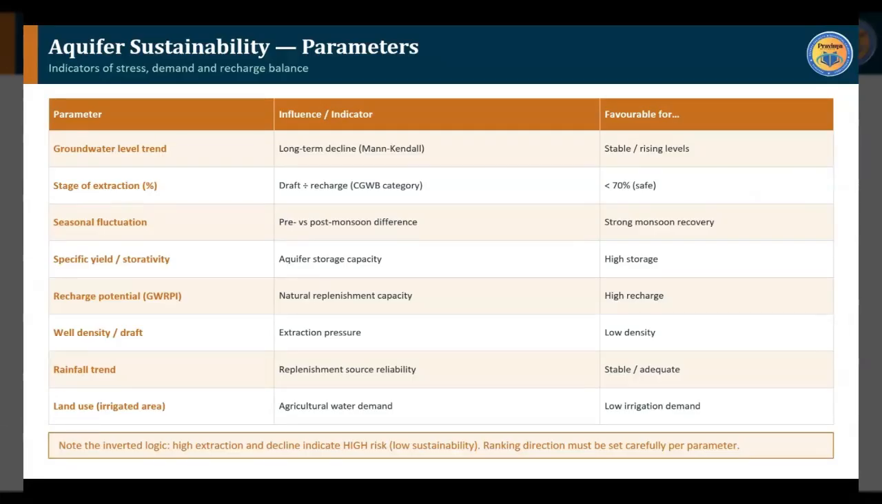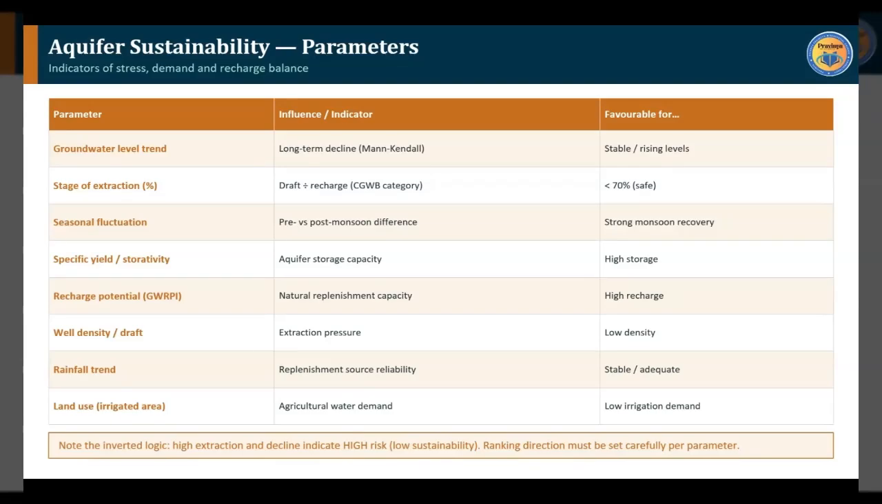Third, we have seasonal fluctuation, which is the difference between pre monsoon and post monsoon levels. We have already done this during our second session. If we have a healthy aquifer, then it will strongly recover after the monsoon. If the post monsoon recovery is weak or the swings are enormous, that is, the fluctuation is more, that will signal stress.